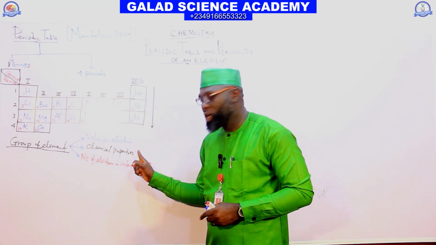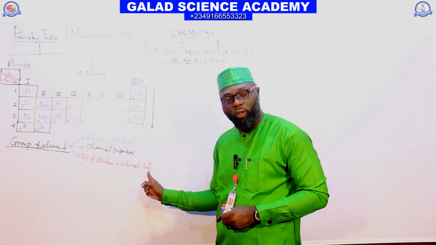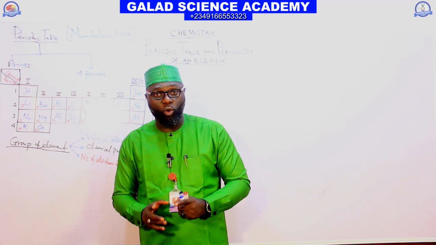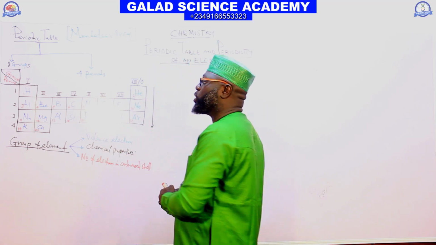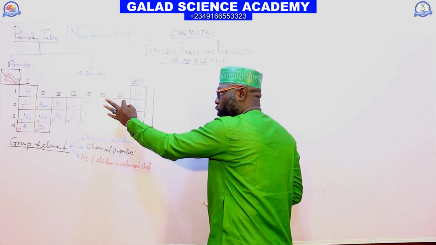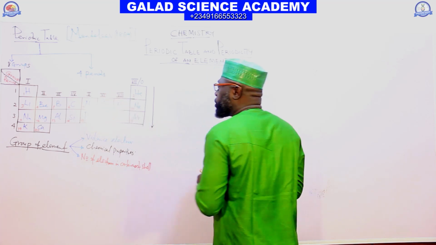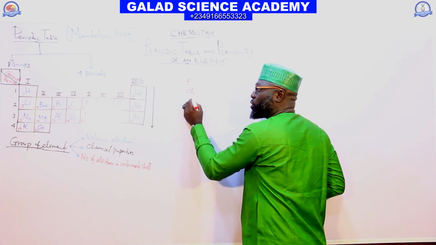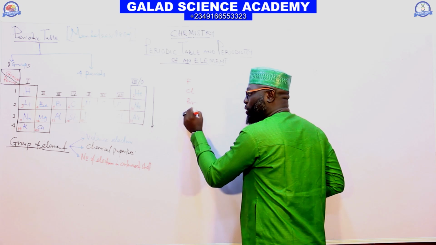Two elements of the same group must have the same valency electron, which is the electron in the atom's outer shell. And elements of the same group must also have the same chemical properties. If you look at the halogens, group 7 elements, in this group we have fluorine and chlorine. We also have bromine and iodine.